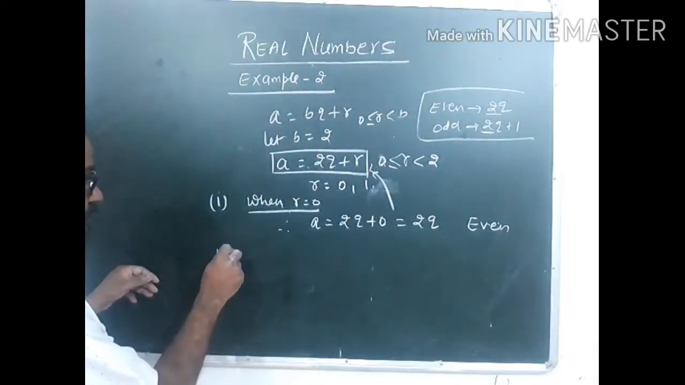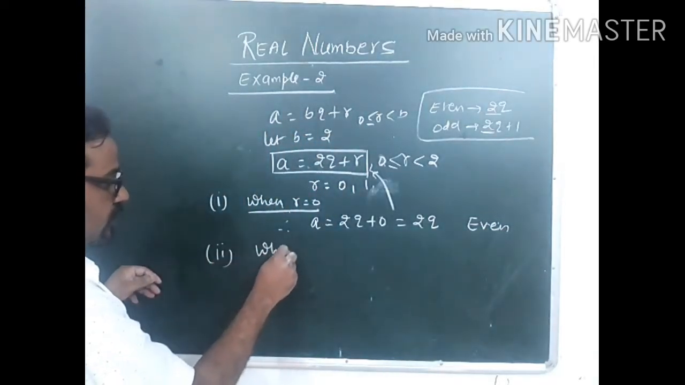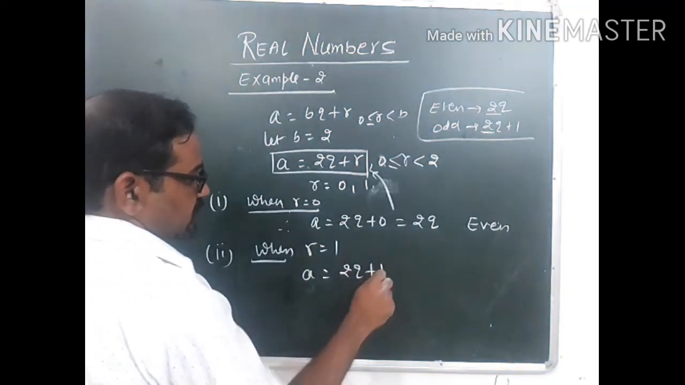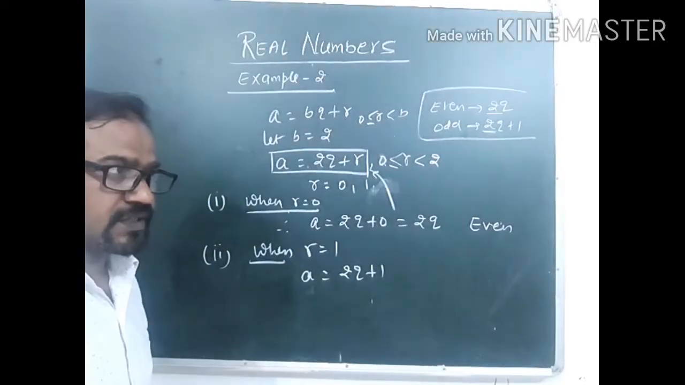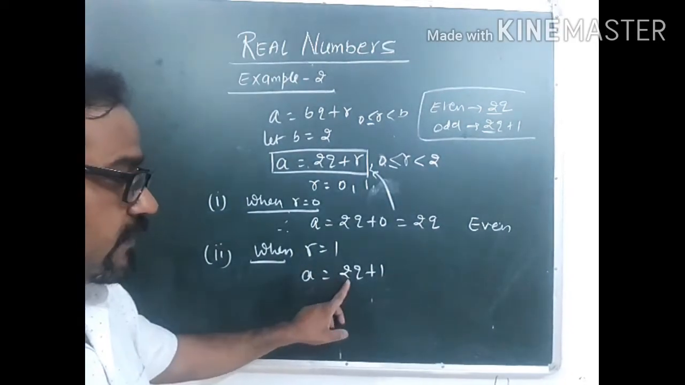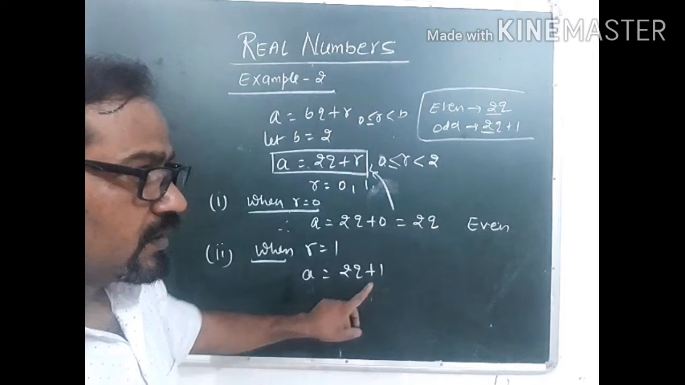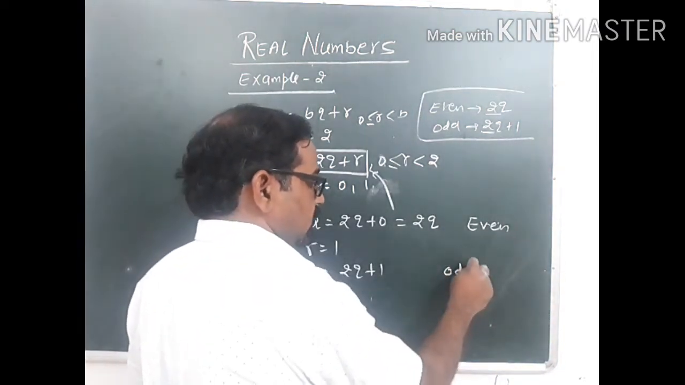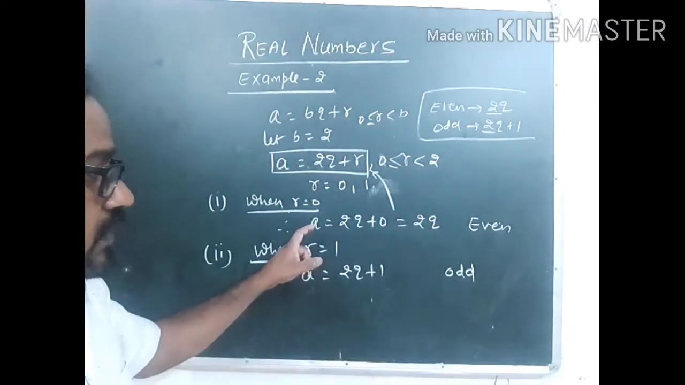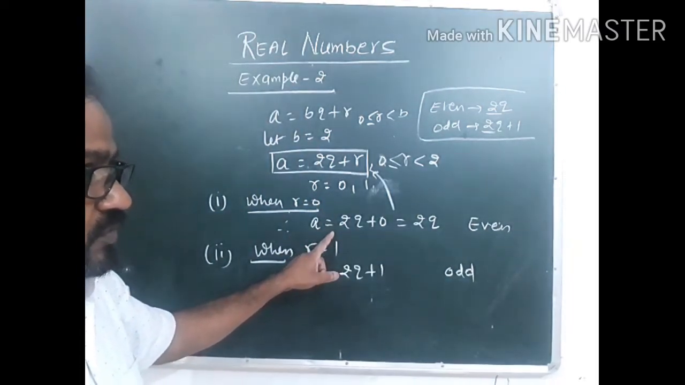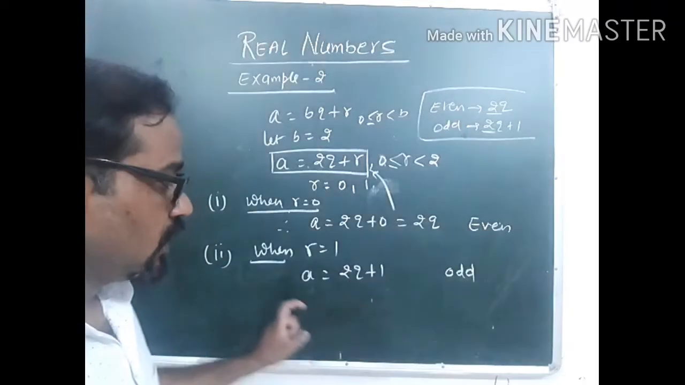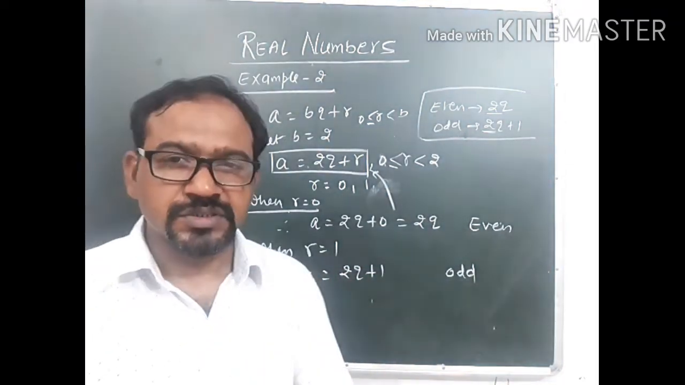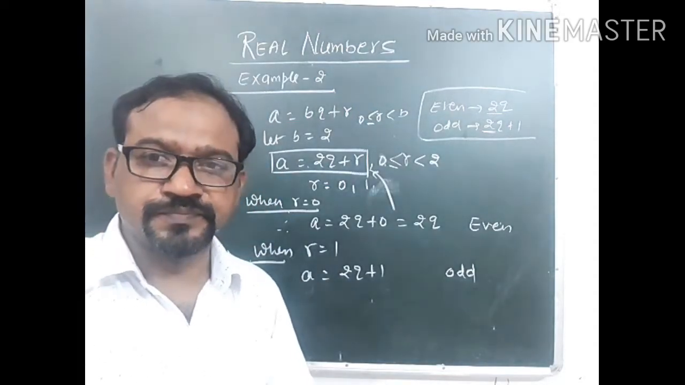In the second case, when r equals 1, then a equals 2q plus 1. It means when a is divided by 2, we will get remainder 1. It means this is an odd integer or odd number. So every even positive integer is in the form of 2q and every odd integer is in the form of 2q plus 1. So we have proved.